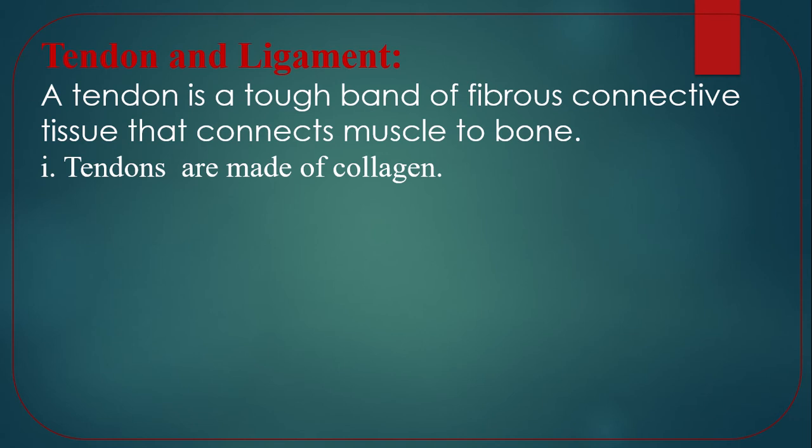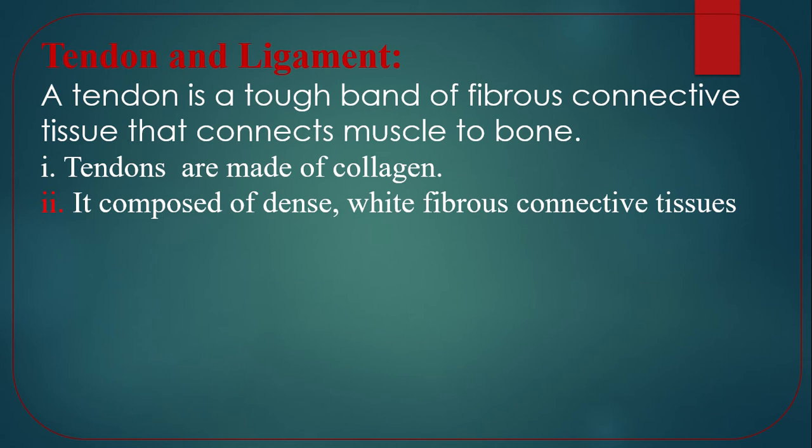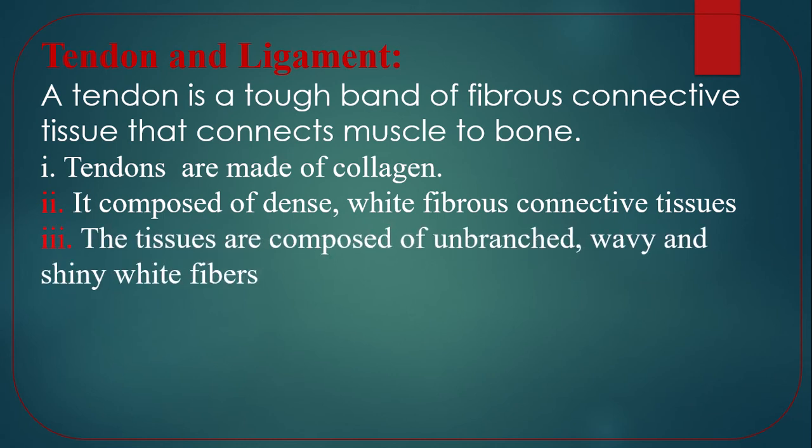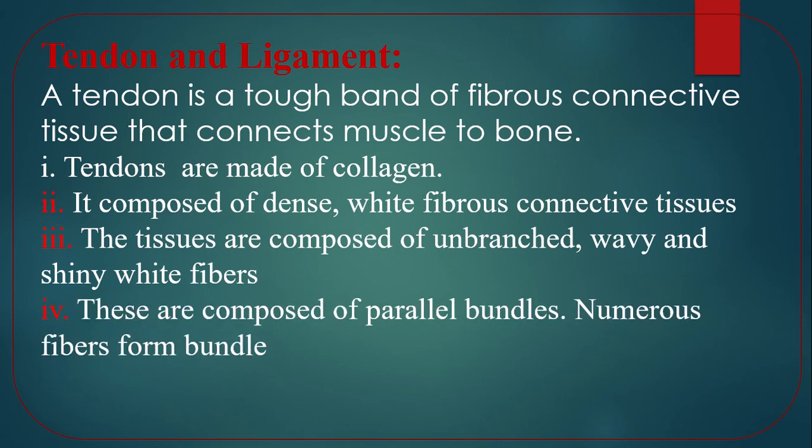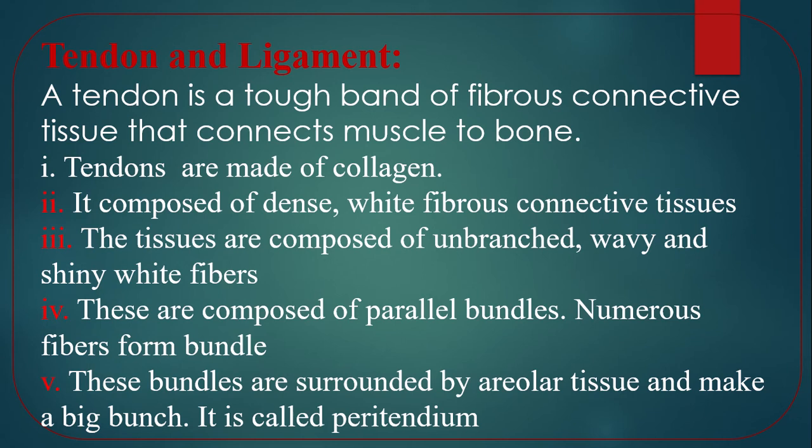Tendons are made of collagen, one type of protein. They are composed of dense white fibrous connective tissues. The tissues are composed of unbranched wavy and shiny white fibers. These are composed of parallel bundles. Numerous fibers form a bundle. These bundles are surrounded by areolar tissue and make a big bundle. It is called peritendium.